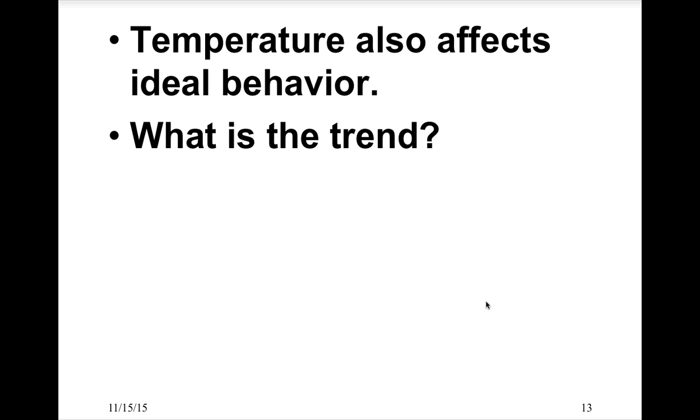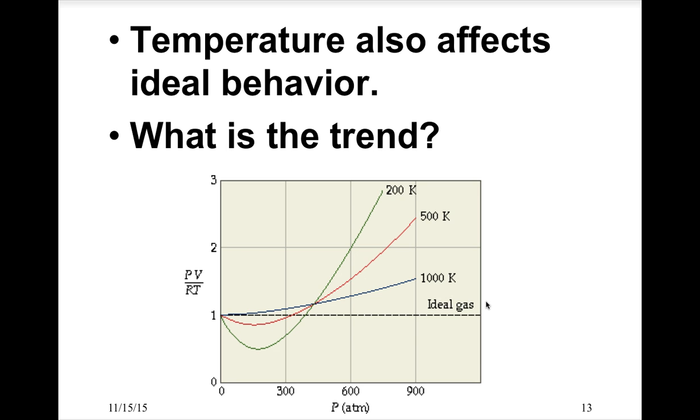Temperature also affects ideal behavior. So what is the trend? If we take a look here, what do you notice? The green line represents 200 Kelvin, the red line 500 Kelvin, and the blue line 1000 Kelvin. So what happens to the behavior of a gas as we increase the temperature? Does it become more deviated from the trend or less?